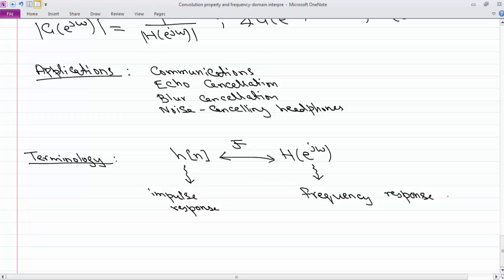The reason is because it tells us how the LTI system is going to affect the input frequencies. So what will happen if there is an input frequency, what will be the response to that input frequency? So it's called frequency response. And of course, your frequency response will be almost always complex valued. So you can write that in terms of its magnitude and its phase.